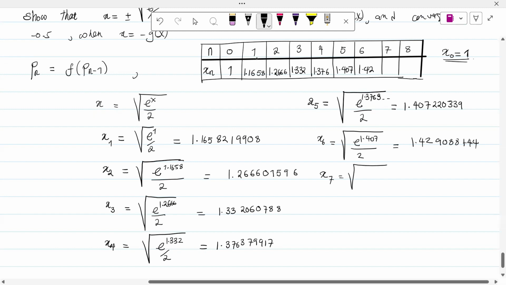As you can see, we are still approaching 1.5, right? And then if you put that 1.42 over 2, how much do you get as x7? 1.444. So this is 1.444. And then x8.